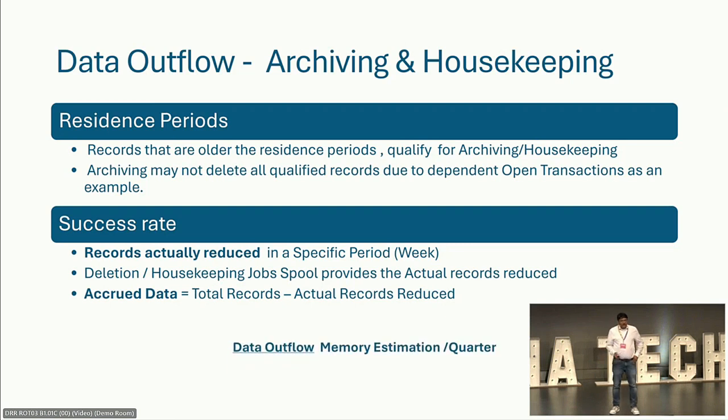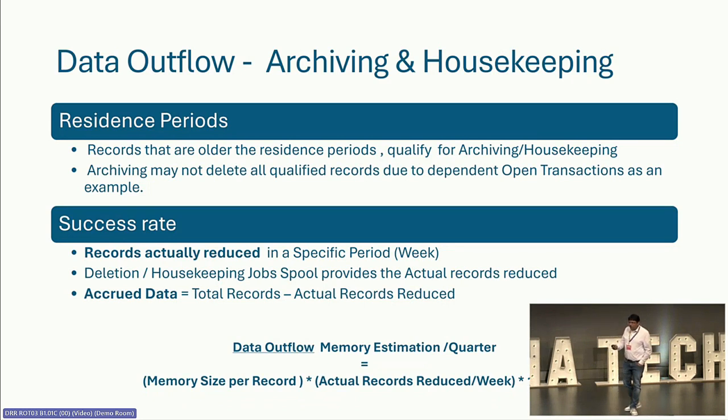Now let me try to make a calculation again in the memory context from a data outflow perspective. It goes along the same lines. You have the memory size per record that you already know, and then the actual number of records that are getting reduced, over how many weeks you want to calculate it. But stick to one time period so that your estimations are consistent. For my example, I took a quarterly representation.